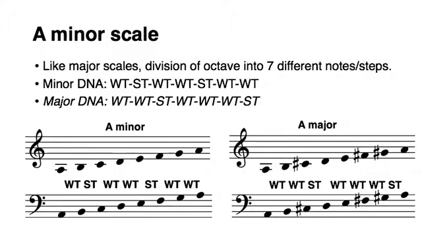Because of this difference in the inner structure of the scale, a minor scale will sound very different from a major scale. Let me play the A minor scale once again, and then I'll play the A major scale. So it's starting on the same note, the same tonic, but listen to the difference that we perceive as listeners just because the order of whole tones and semitones is different in one scale from the other. So first A minor. Now A major.